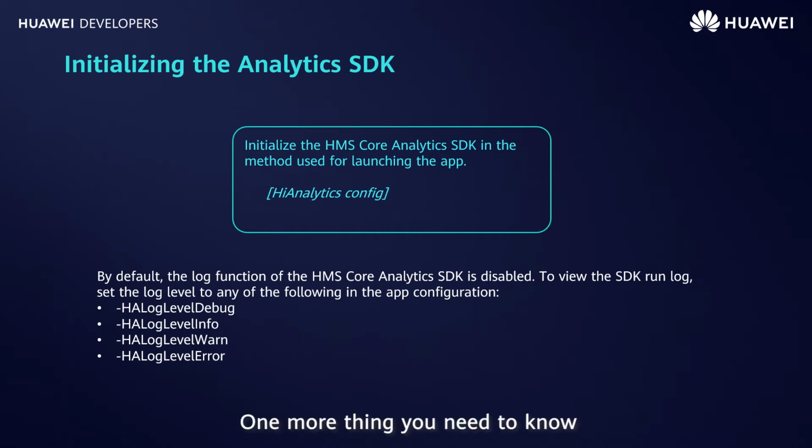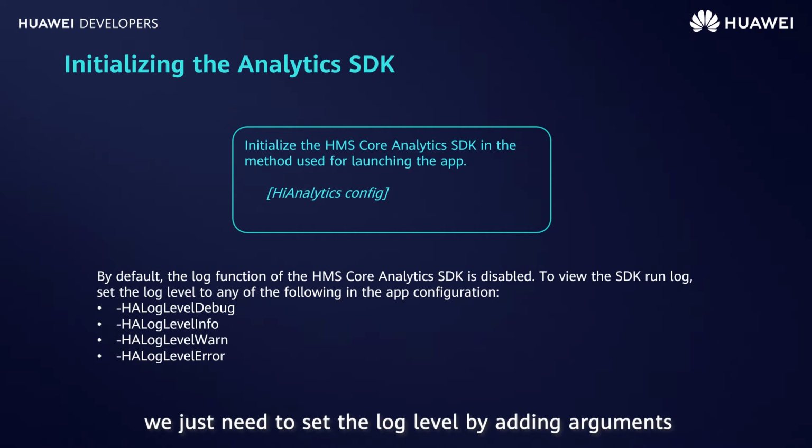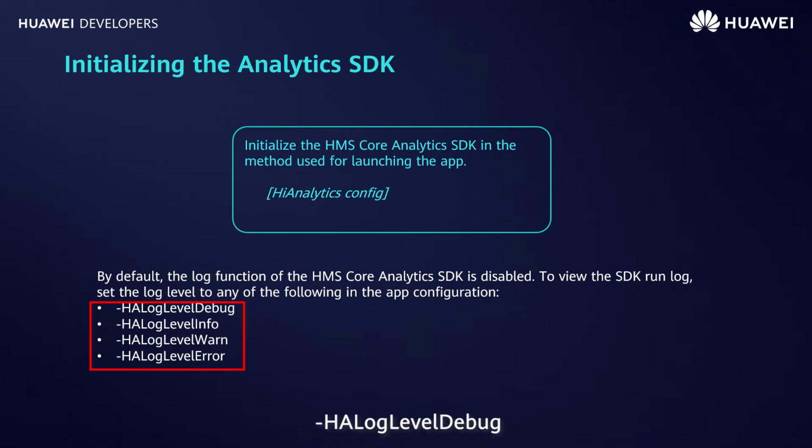One more thing you need to know. By default, the log function of Analytics Kit is disabled. In this development test phase, if you want to view the status of Analytics Kit, we can turn on the log function. In this way, we can view the service information in real time. To enable the log function, we just need to set the log level by adding arguments. Available options include HA log level debug, HA log level info, HA log level warn, and HA log level error.